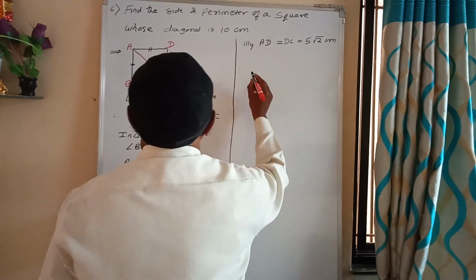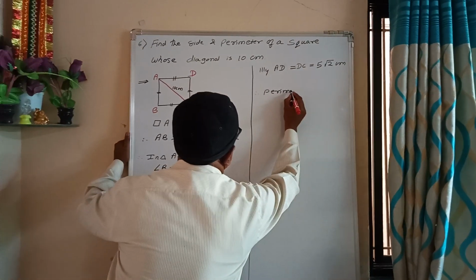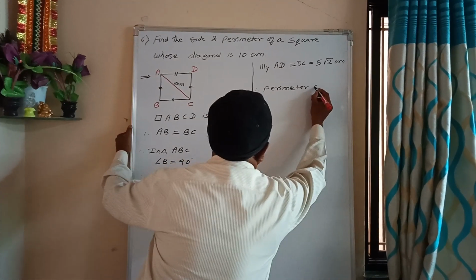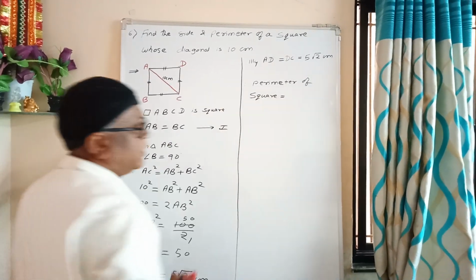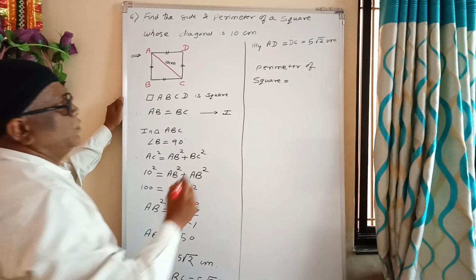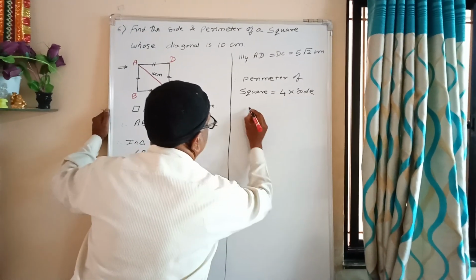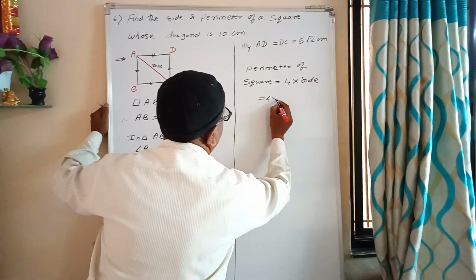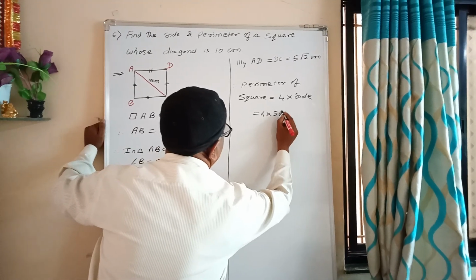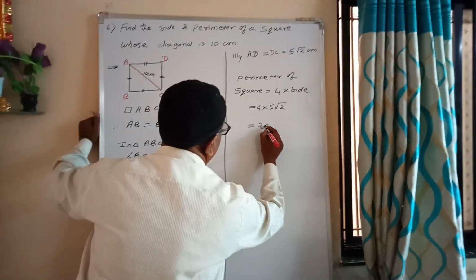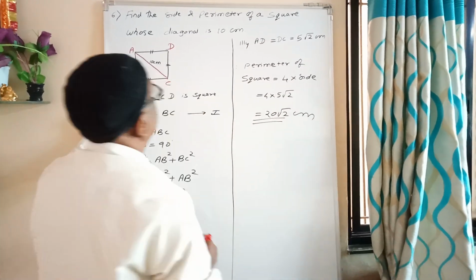Now, perimeter. Perimeter of square is equal to 4 into side, which is equal to 4 into side of the square, 5 root 2. 4 fives are 20 root 2 centimeters. This is the perimeter of the square.